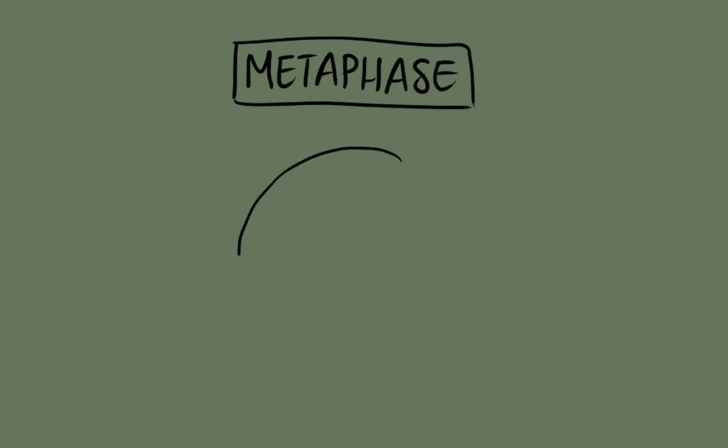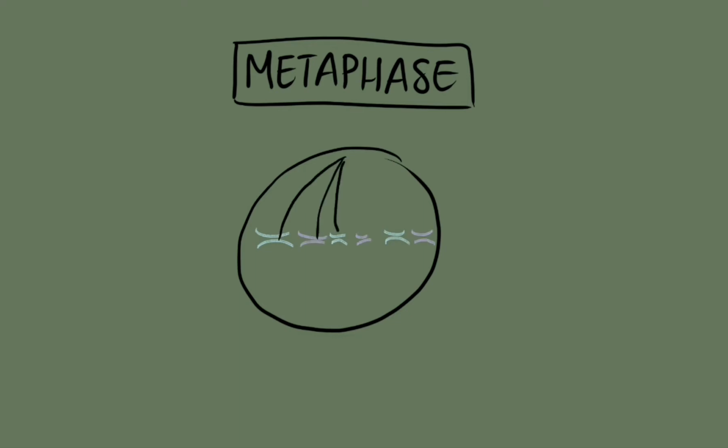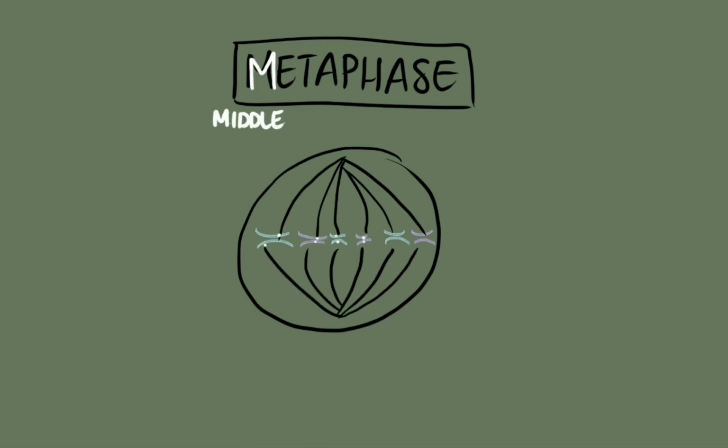What happens after prophase? Metaphase. In metaphase, the chromosomes all line up in the equator or in the middle of the cell. So the way I remember it is metaphase begins with M and middle begins with M too. So that's an easy way to remember what happens. And here each of them are actually called chromatids, not chromosomes at this point.